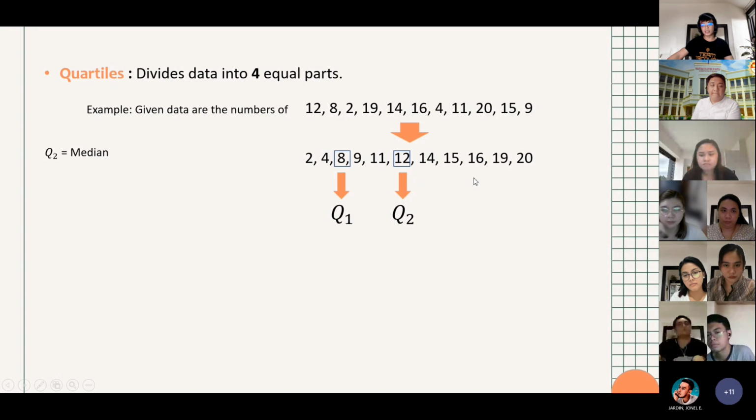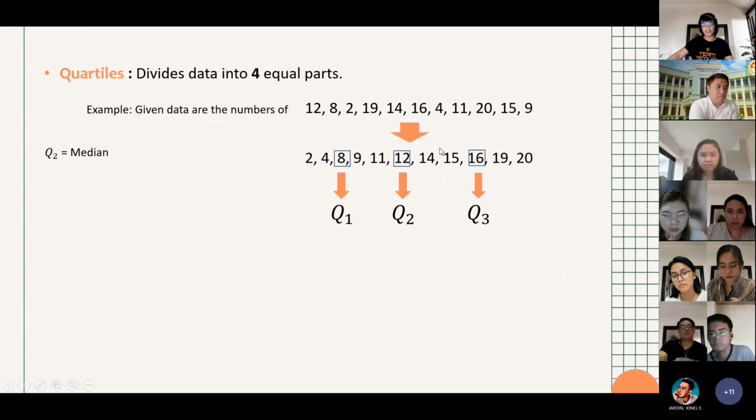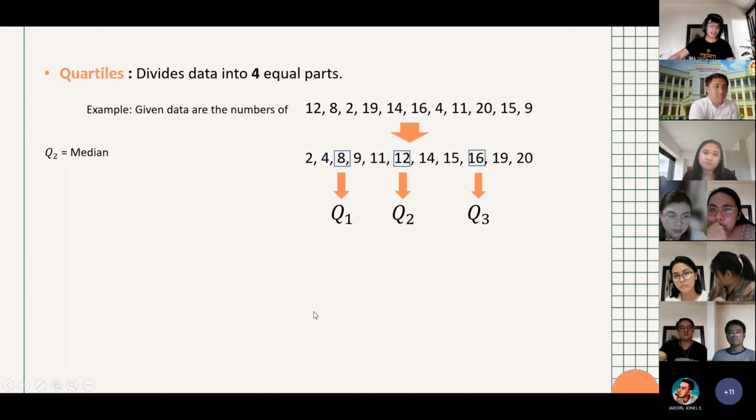So, ganun din gagawin natin sa third quartile. Ang gitna niya is 16. Am I right? Okay. So, may natira ding dalawa dito sa kabila. Then, may natira sa kanan. So, equally on both sides. Okay? So, things will be different kapag gumamit na tayo ng formula.